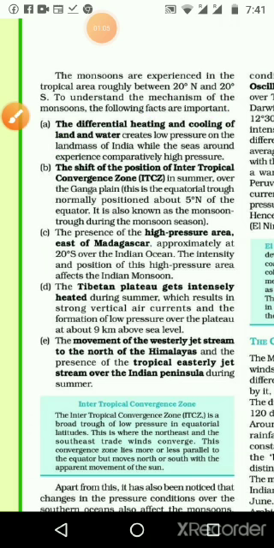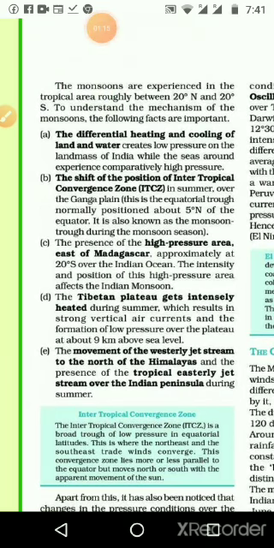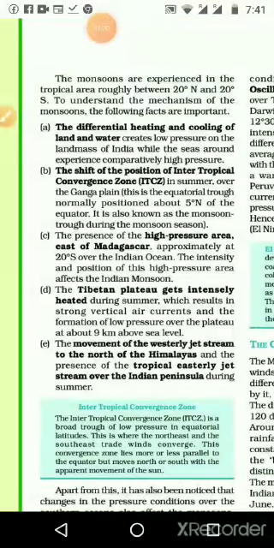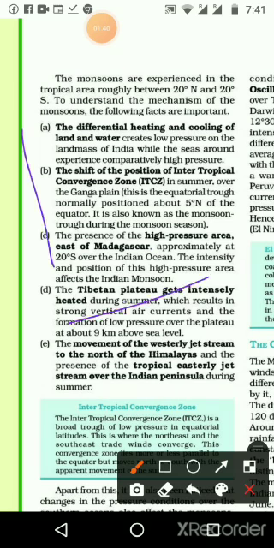Okay, and the differential heating and cooling of the land and water creates low pressure on the landmass of India, while the sea around experiences comparatively high pressure. In the daytime, the pressure on the landmass will be very low, because we can see the heat is high on the landmass, so the air will get heated faster, and the pressure will decrease. At the same time, over the ocean, India is surrounded by three oceans.